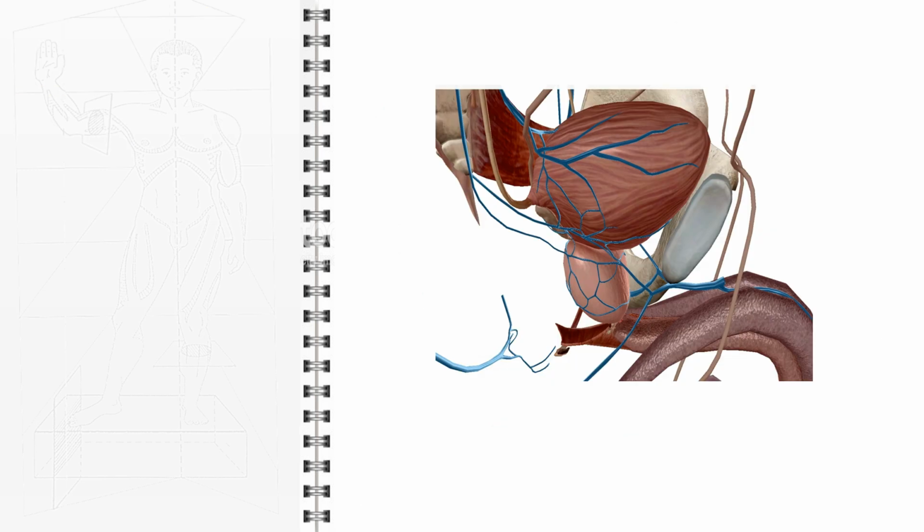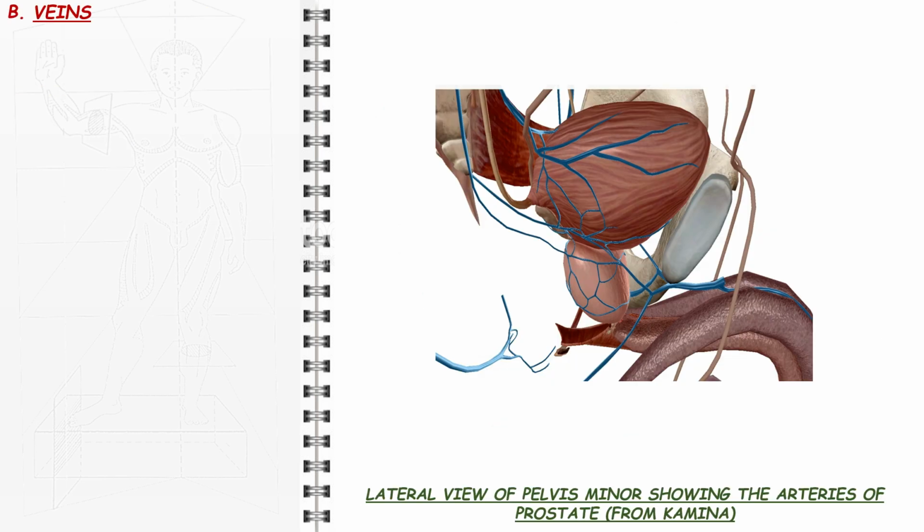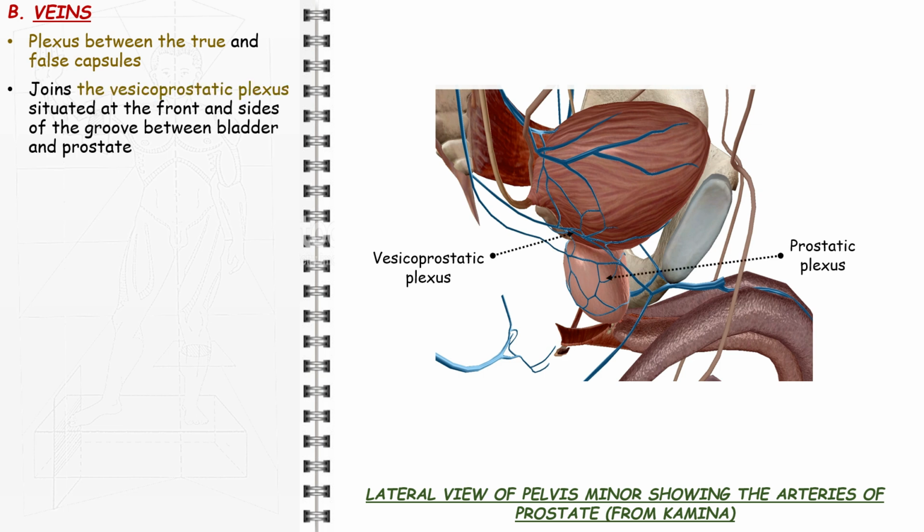The prostate is drained by the prostatic plexus between the true and false capsules. It flows into the vesicoprostatic plexus situated at the front and sides of the groove between bladder and prostate and drains backwards into the internal iliac veins through internal pudendal veins.